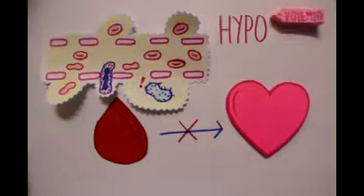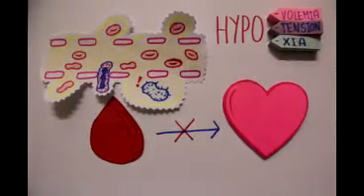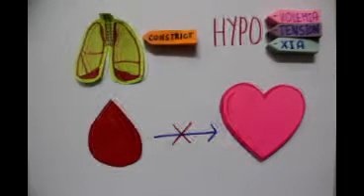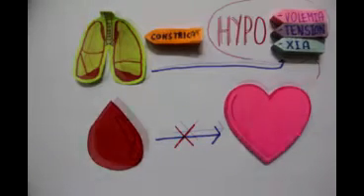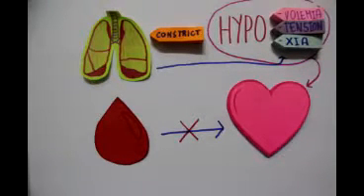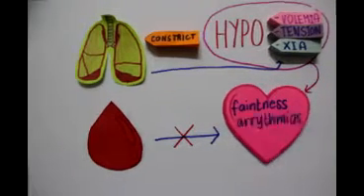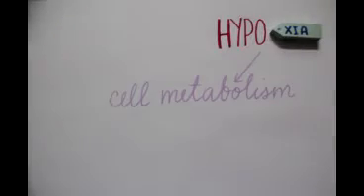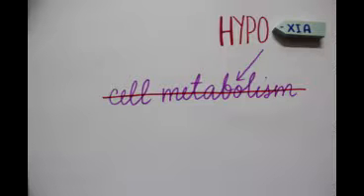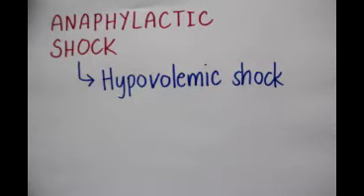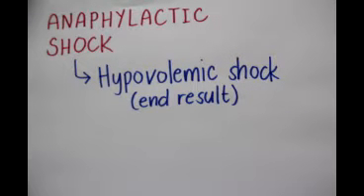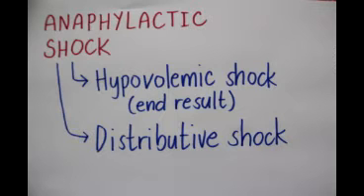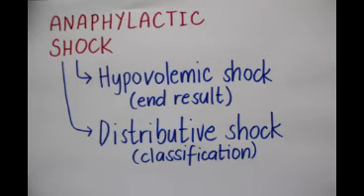This leads to hypovolemia, hypotension, and hypoxia, which is also due to the bronchoconstriction. These events cause the cardiovascular signs and symptoms, such as faintness, arrhythmias, syncope, chest pain, and finally, shock. Hypoxia would cause the failure of cell metabolism, which would ultimately lead to death. Even though hypovolemic shock is one of the end results, anaphylactic shock is considered to be a type of distributive shock, and that's what anaphylaxis truly is.